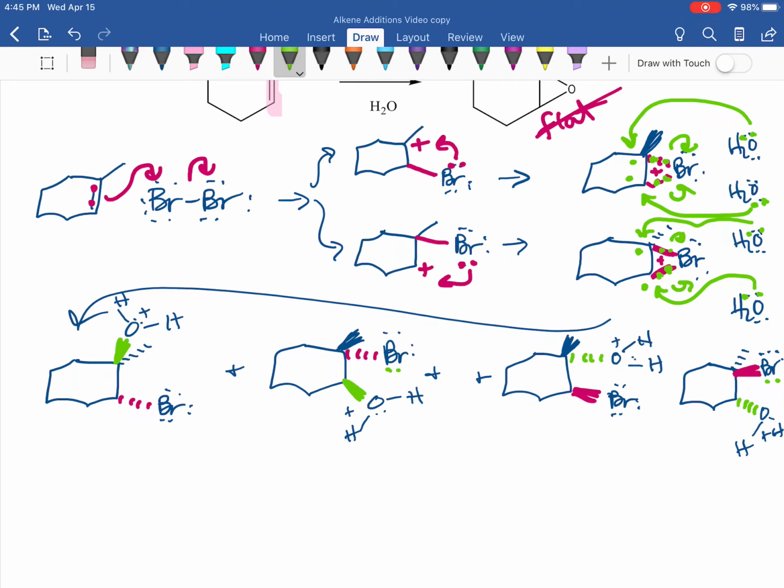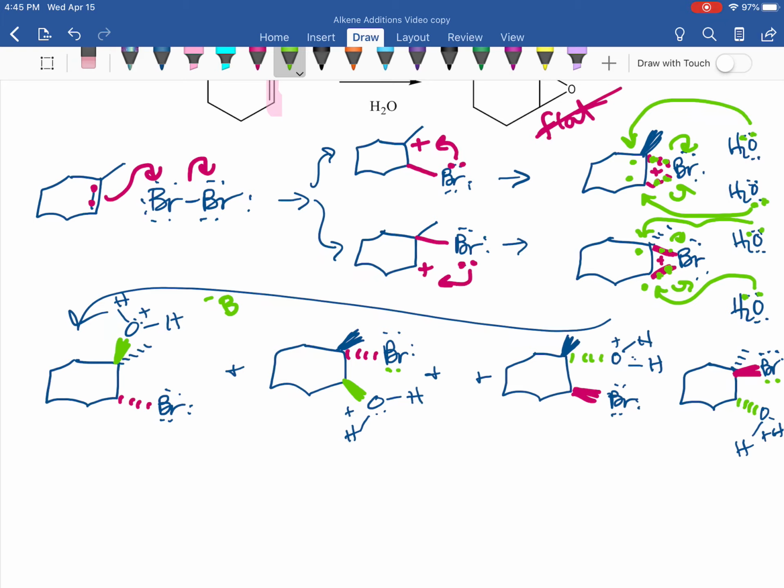Now for funsies, holy crap, how many stereo centers did we just make? 2. So we also just had 4 possible stereoisomers that we just made. We could have some fun looking at, did we have 2 stereocenters, or did we have 4 possible stereocenters? So how many possible compounds did we just make there? Oh my gosh, that would be an awesome test question, wouldn't it?